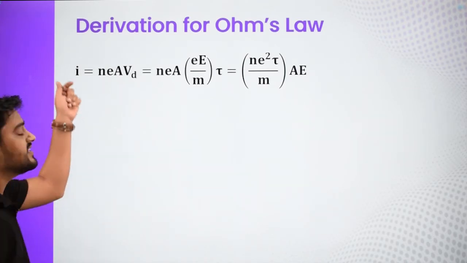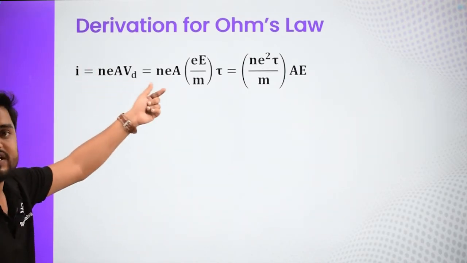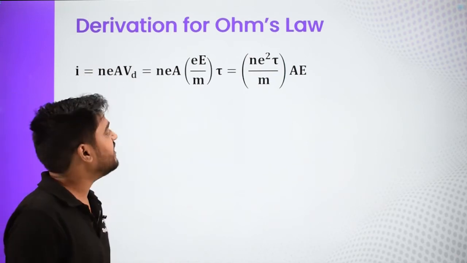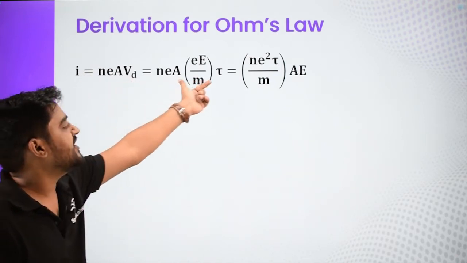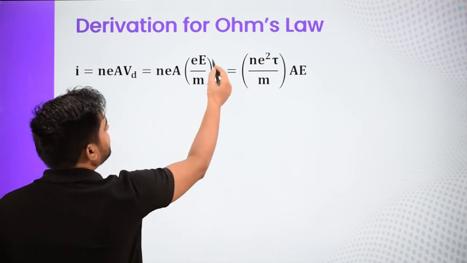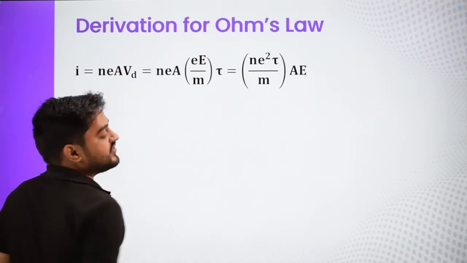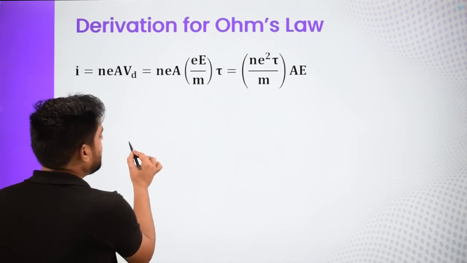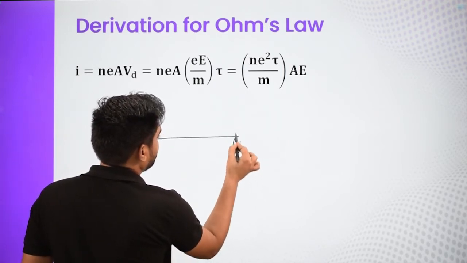We have already discussed that I is given by nAvd. Each parameter is already explained. Now, this vd can be written as that. So, I am first explaining how we are getting this parameter, what E, m and tau are. Let us talk about a piece of conductor.